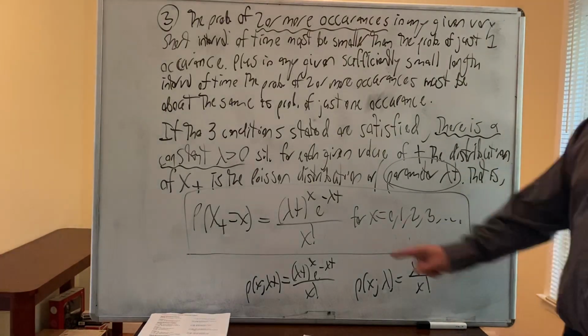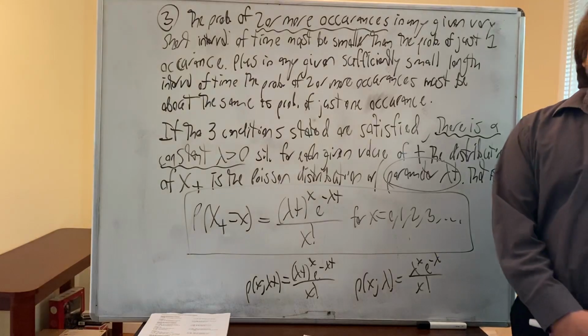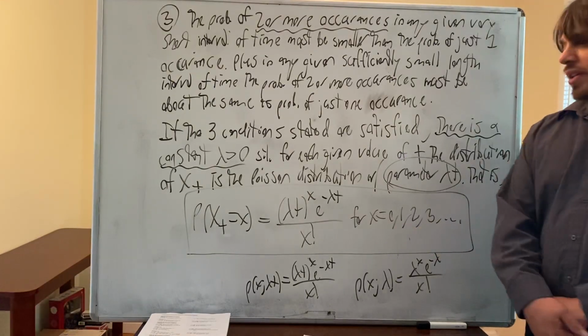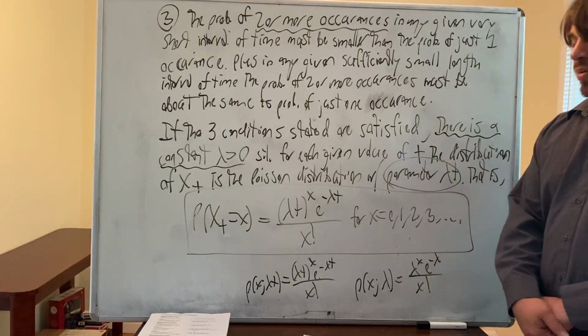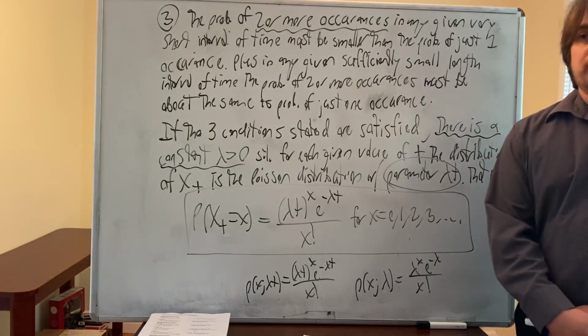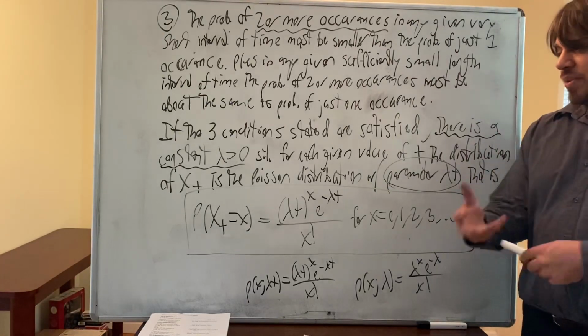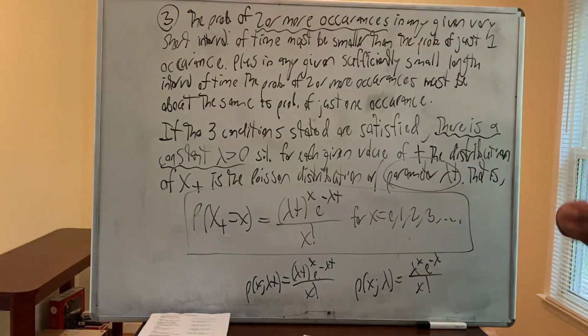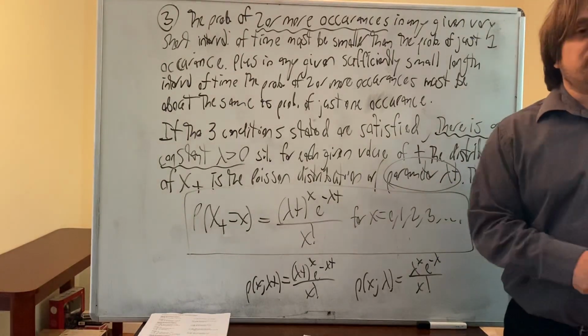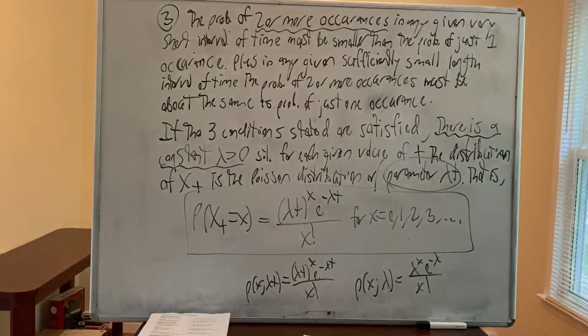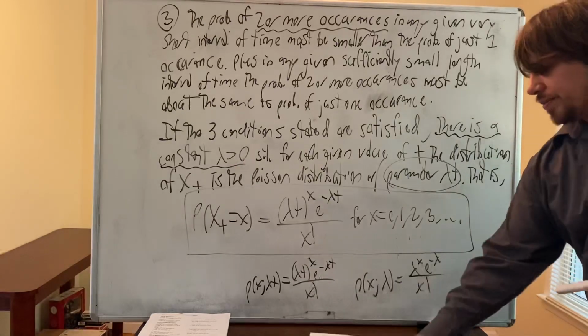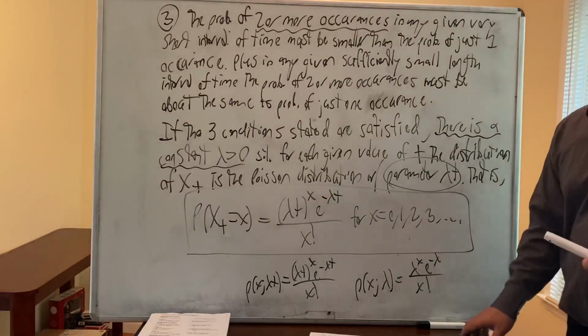And so a lot of problems will give you the value of lambda, and they'll say this is a Poisson process with lambda equal to this, right? Or some problems, you can deduce what lambda is. We'll see. Okay, and so that's important.